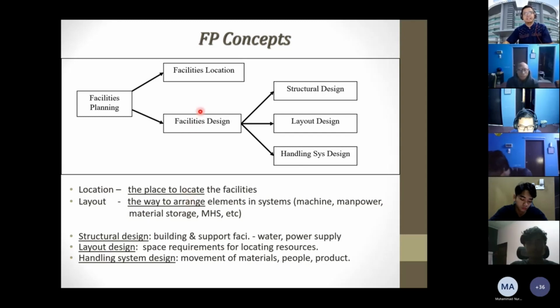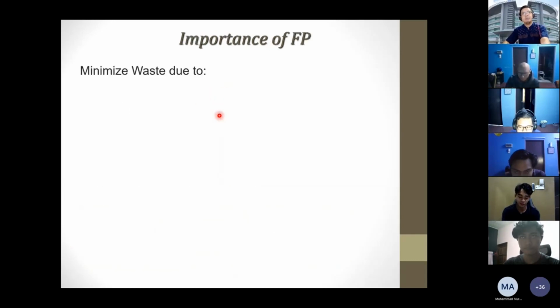Meanwhile, the facilities design is divided into three, known as the structural design, layout design, and handling system design. The structural design includes the building and support facilities such as water and power supply. The layout design is the space requirement for locating the resources. Last but not least, the handling system design is more on the movement of material, people or products. So this is the facilities planning concept, divided into two: location and design.